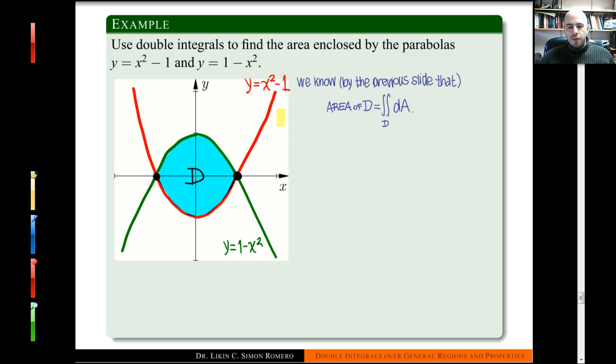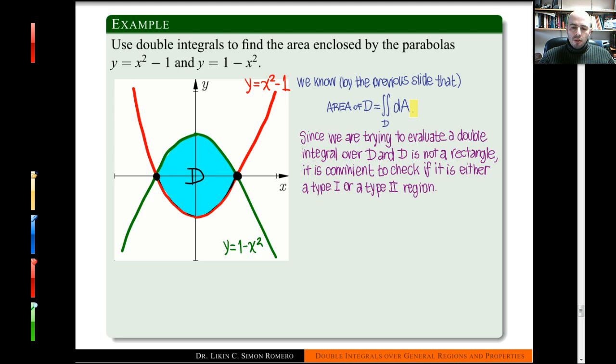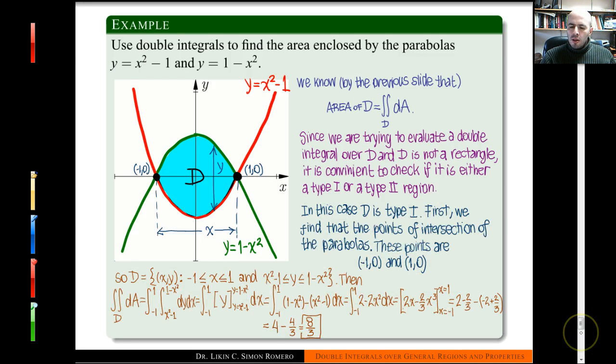I already have drawn them, and the only thing that you have to do is to take the double integral over D of the function 1 dA. So let me express the region D, and notice that since we are trying to evaluate the double integral over D and D is not a rectangle, it's convenient to check if it is either a type 1 or a type 2 region. So in this case, D is of type 1.